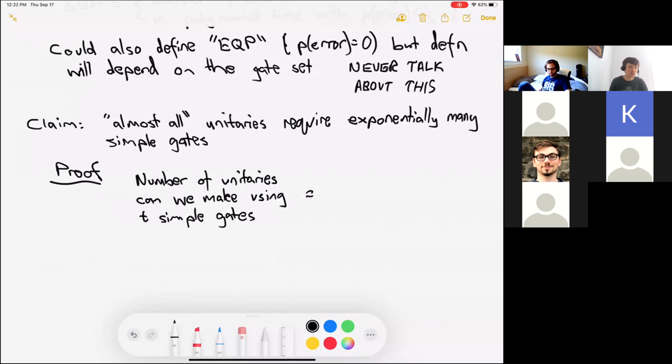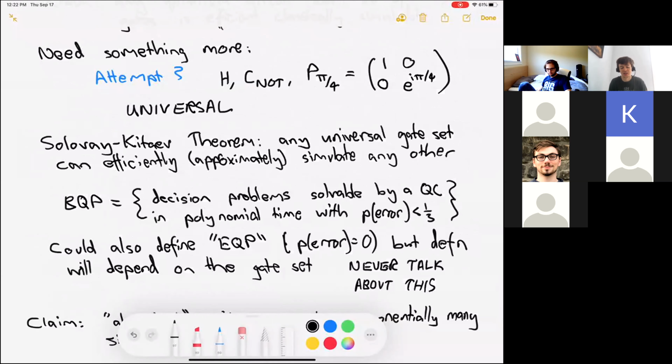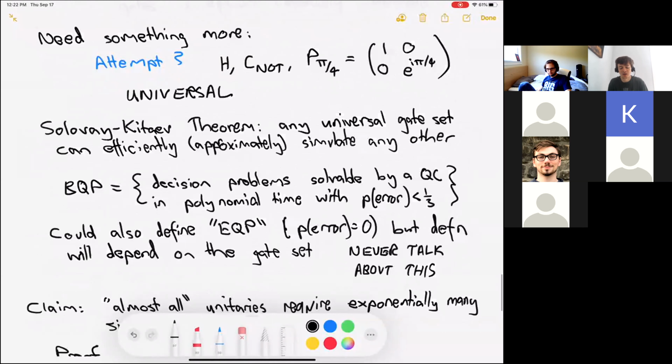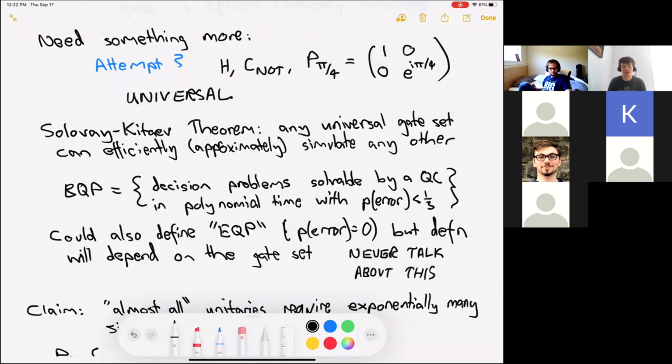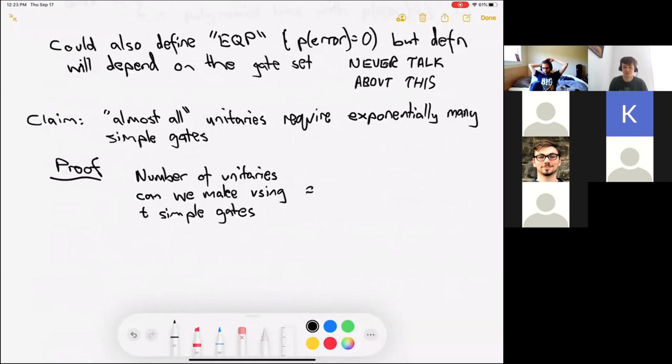One thing it depends on is how many gates I call simple gates, but I'm just going to say my simple gates are this set of 3 gates: H, CNOT, and P pi by 4. The H and the P pi by 4 can get applied to any of the n qubits, and the CNOTs can be applied to any pair of qubits. Does anyone want to say how many unitaries they think we can make? Okay, how many unitaries can I make with T equals 1?